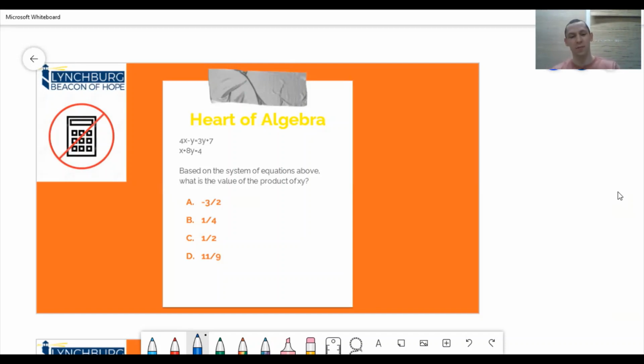All right, so hopefully you've thought about it at least a little bit by now and have some semblance of an idea of what we're going to do. The second equation, x plus 8y equals 4, is something we're accustomed to seeing. That looks fine, especially for solving a system of equations. However, this one, 4x minus y equals 3y plus 7, isn't quite the way we would like it.